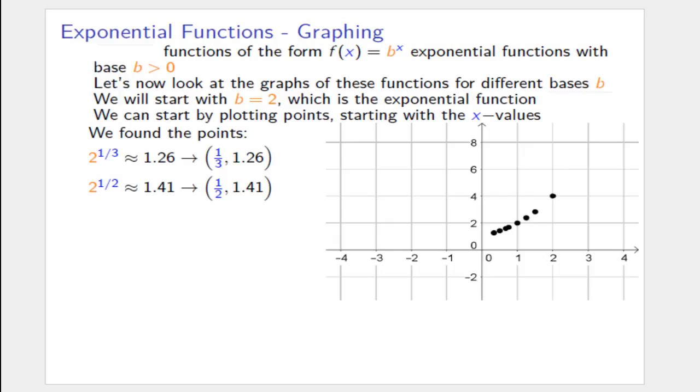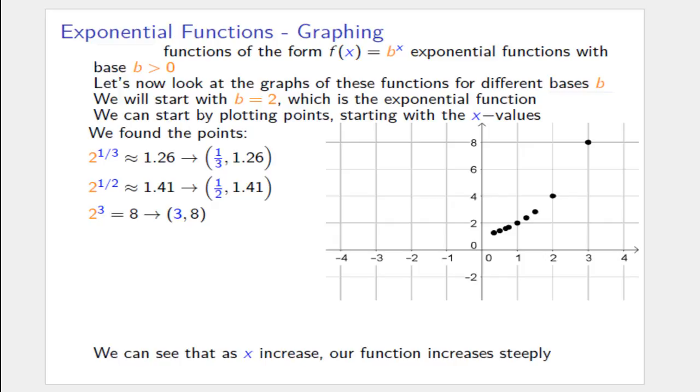We computed this for several points already, up to 2 squared, which is 4, giving us the point 2, 4 on our graph. Going a little bit further, 2 to the 3rd is 8, so we have the point 3, 8 on our graph. As we can see, as x increases, our function increases steeply. But what if we take x values that are less than or equal to 0?